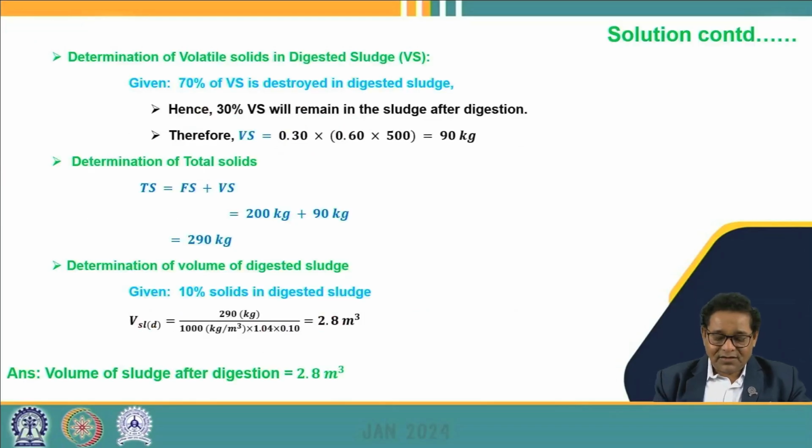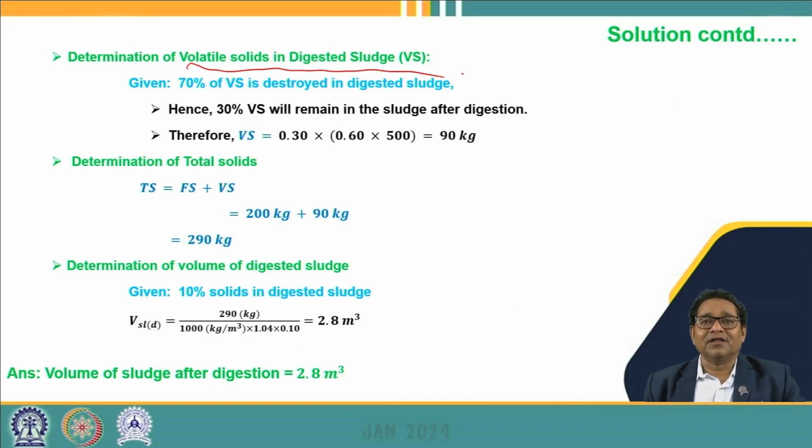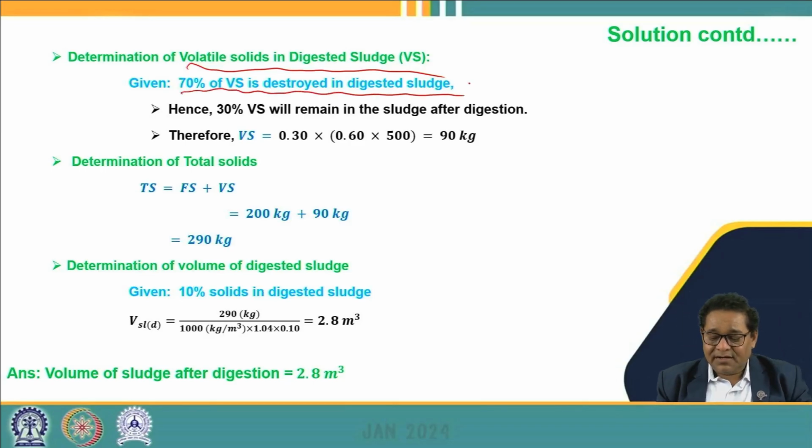Now let us find out how much volatile solids will remain after the digestion. First we have to find out how much initial volatile solids are present and how much are destroyed. In the problem it is given that 70% of the volatile solids are destroyed in the digestion process. So the remaining 30% will be there in the sludge after the digestion.